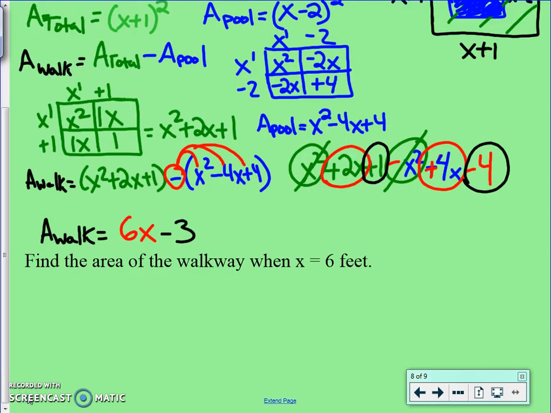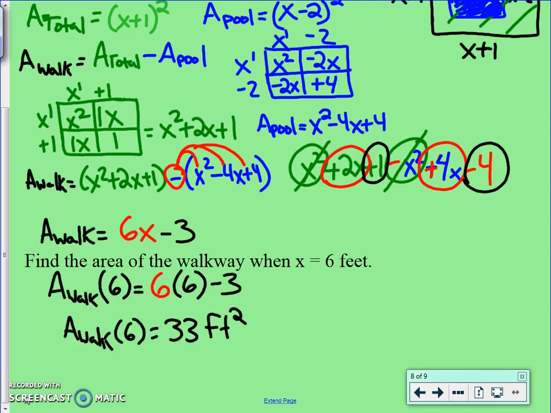Going ahead and identifying my like terms here and combining them, I see my x squareds will cancel out. My 2x plus 4x will give me 6x, and 1 and negative 4 added together will give me negative 3, so 6x minus 3. That is now the area of the walkway. I'm now asked to find the area of the walkway when x equals 6 feet. As we see here, we're going to substitute 6 in for x. So the area of the walkway when x equals 6 feet is 6 times 6 minus 3, which means the area of the walkway when x equals 6 feet is 33 square feet.